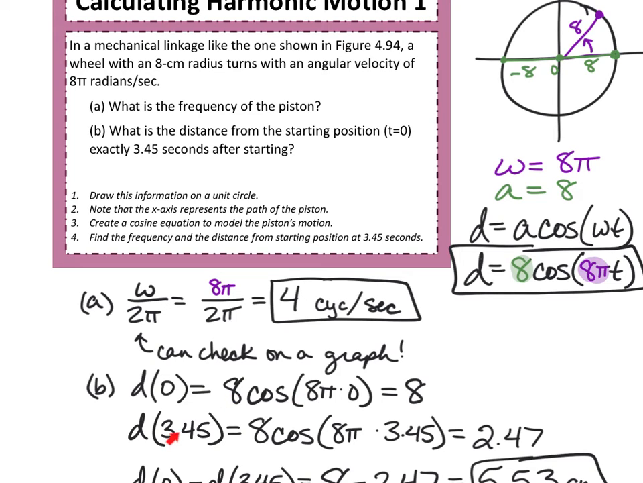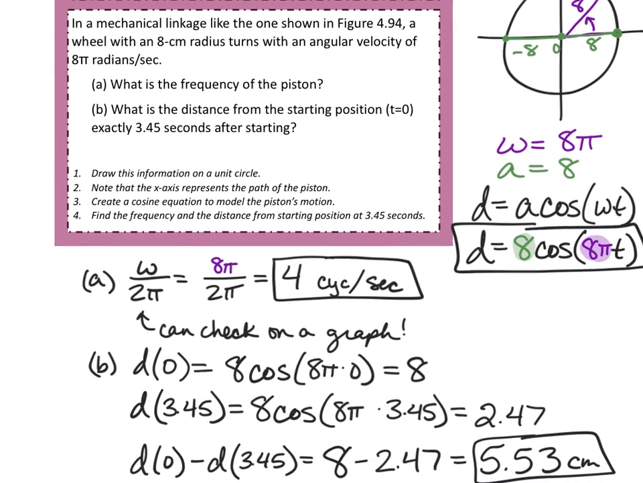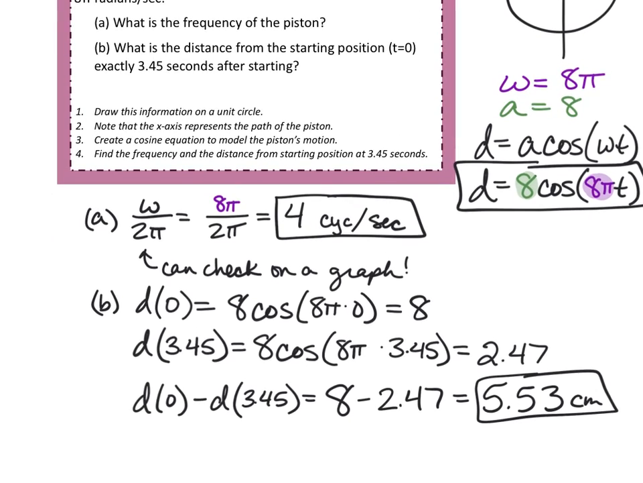And then we can plug in 3.45 for t. 8 times cosine of 8 pi times 3.45, calculator tells you 2.47. So it started out at 8, and it's going back and forth, this piston is. At 3.45 seconds, it is 2.47 distance away from center, from its starting position. Sorry, not center. So if we want to figure out how far from the starting position, we're just trying to find the difference between these two values. So 8 minus 2.47 is 5.53 centimeters.